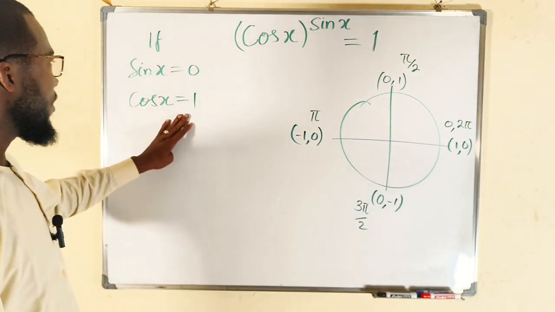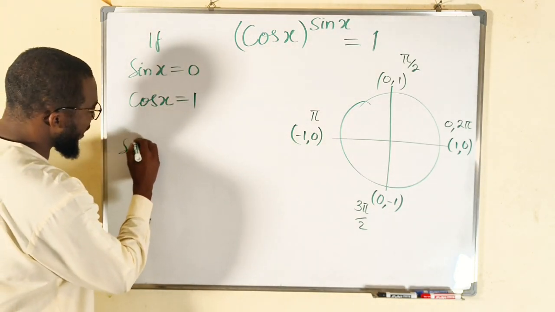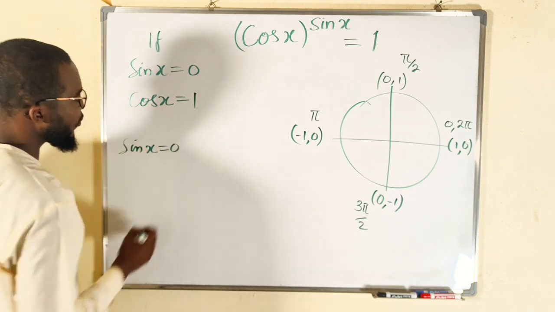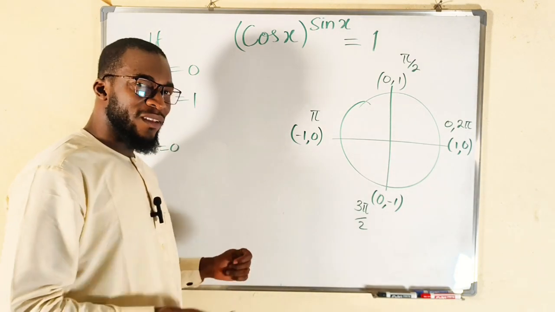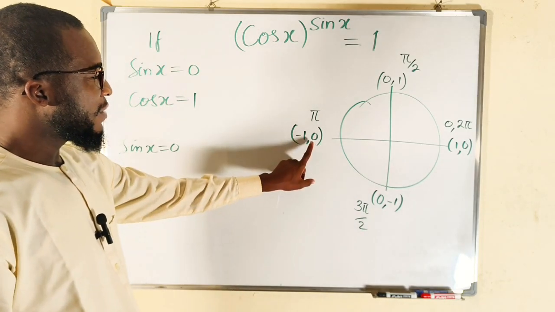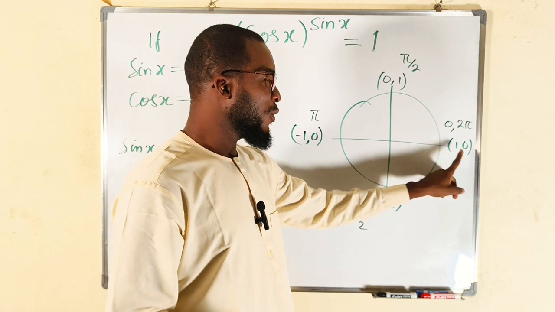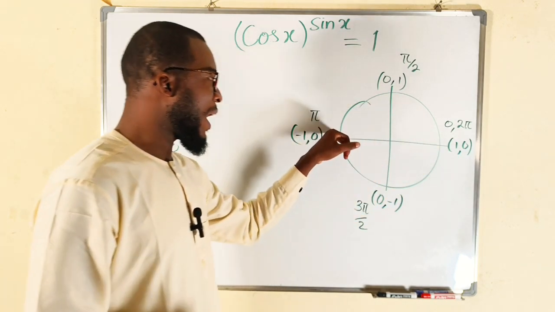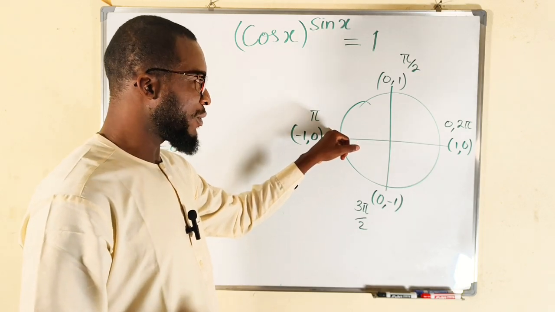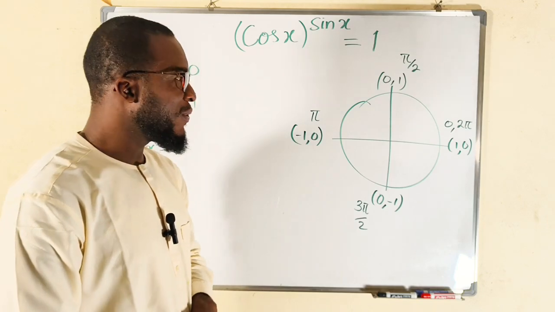Now let us consider the first one, when you have sine x equal to 0. We want to find out where the y coordinate is equal to 0. You can see this is a y coordinate. This is another y coordinate. So when your angle is 0 or pi, you're going to get 0 definitely. So sine of 0 or 2 pi or pi will give you 0.